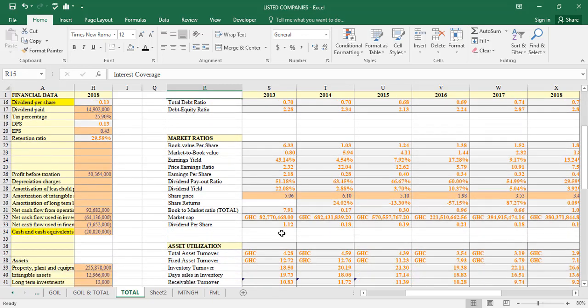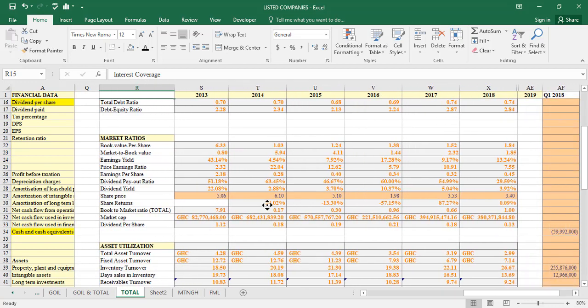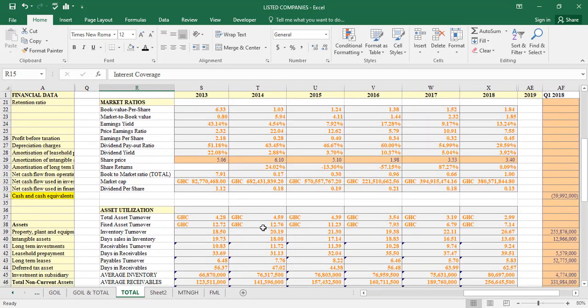Okay, so today, just as we said the other time, we are going to focus on two main ratios, the market ratios and then the asset utilization ratios.